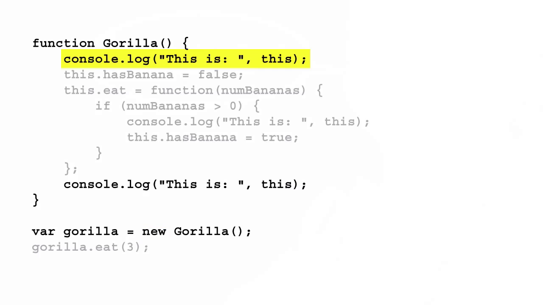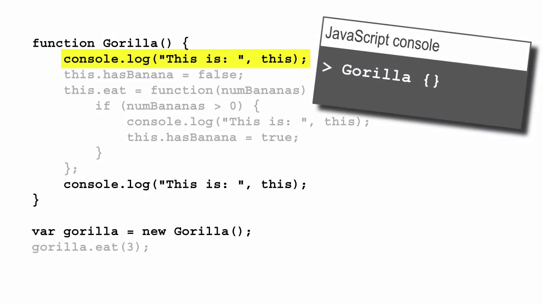Unlike before, when we looked at the value of this in a function, the value of this in a function we call with new is not the global object window. Calling a function with new changes how this works. Now this is set to an empty object, that is, the new object we're creating by calling this constructor function. And so, when we display the value of this at the beginning of the constructor function, we see that it's an empty object.